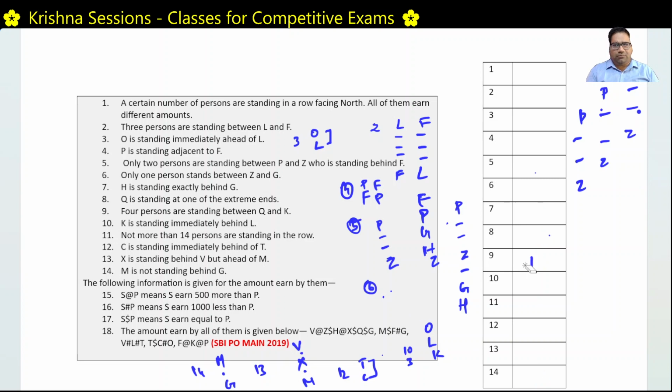Right, let's try with Q from the top now. This is Q. Again, let's start with Q and again, four persons are sitting between Q and K. 1, 2, 3, 4, then Q and K, right? Four persons are sitting between Q and K.